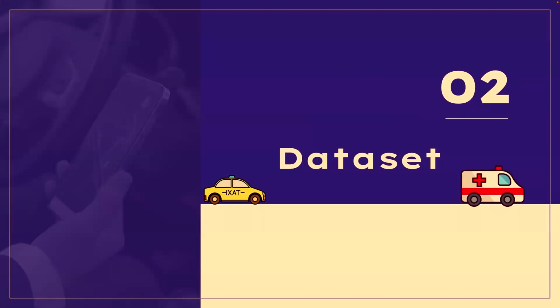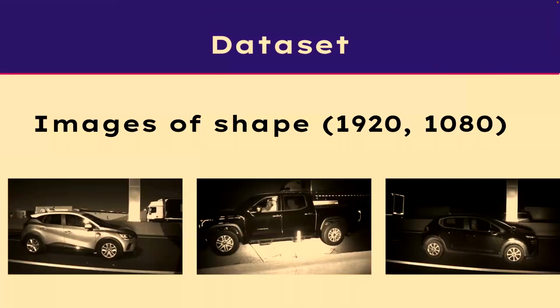All right, so let's talk a bit about our data set. Our data set consists of grayscale images of size 1920 by 1080. And below, you can see 3 high-quality, good images where it's easy to tell if this is a normal vehicle versus a special vehicle.